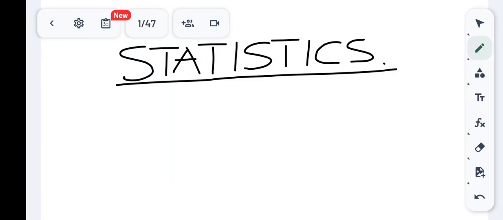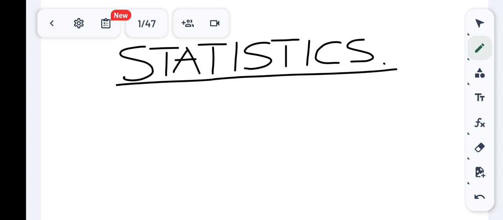All right. So, hi guys, we are back once again, and we are starting with our new topic, statistics, grade 11, but also examinable in grade 12. Okay, so let's get going.